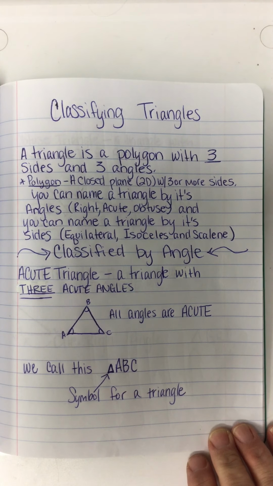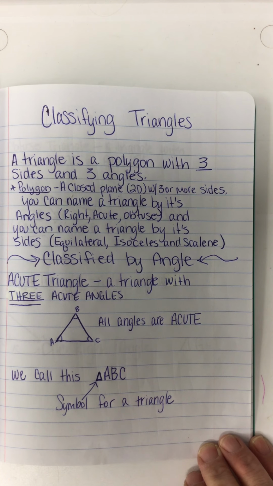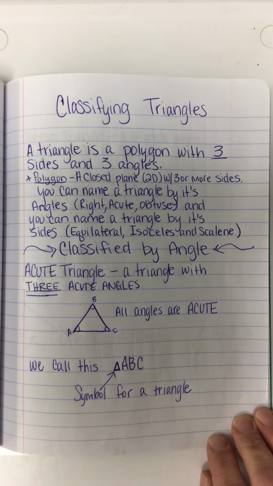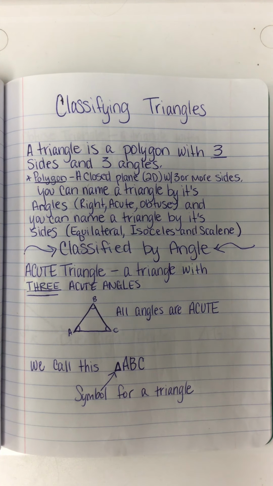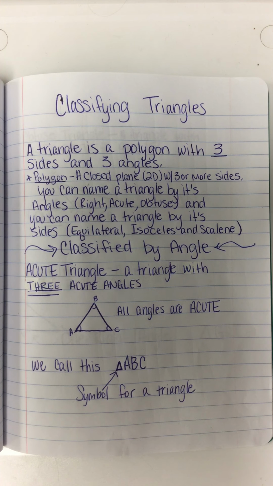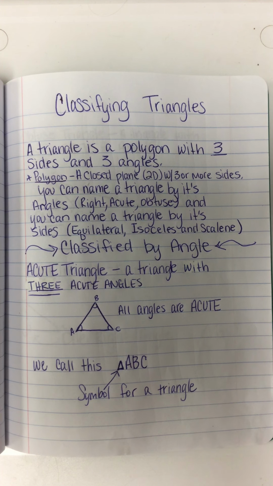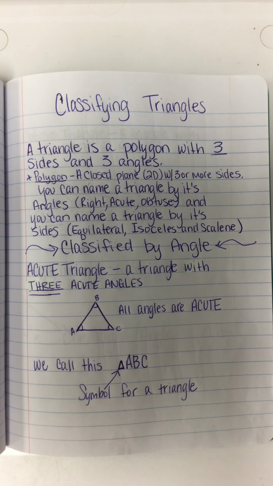Okay, so these notes should already be in your journal or somewhere for you to access, but I just wanted to review and talk about them again. A triangle is a polygon with 3 sides and 3 angles. A polygon is a closed plane, two-dimensional figure with 3 or more sides. You can name a triangle by its angles: right, acute, and obtuse. And you can name a triangle by its sides: equilateral, isosceles, and scalene.